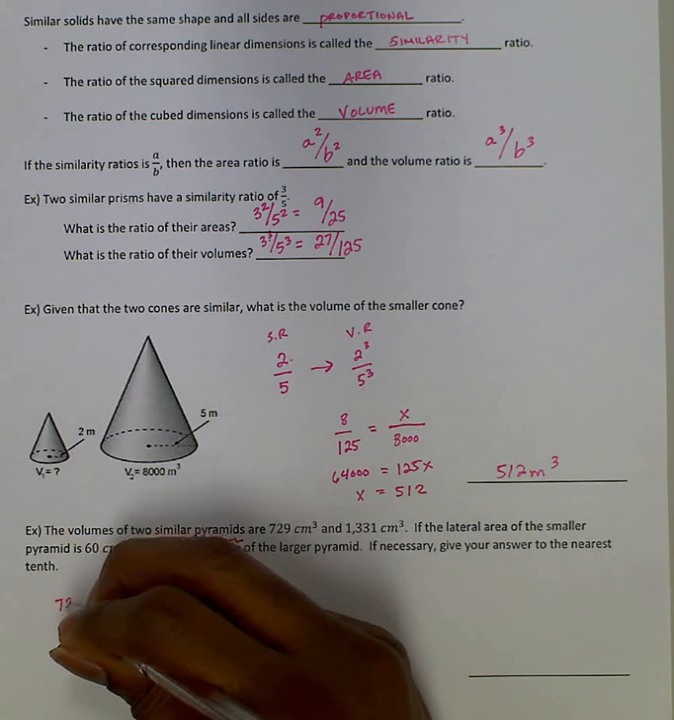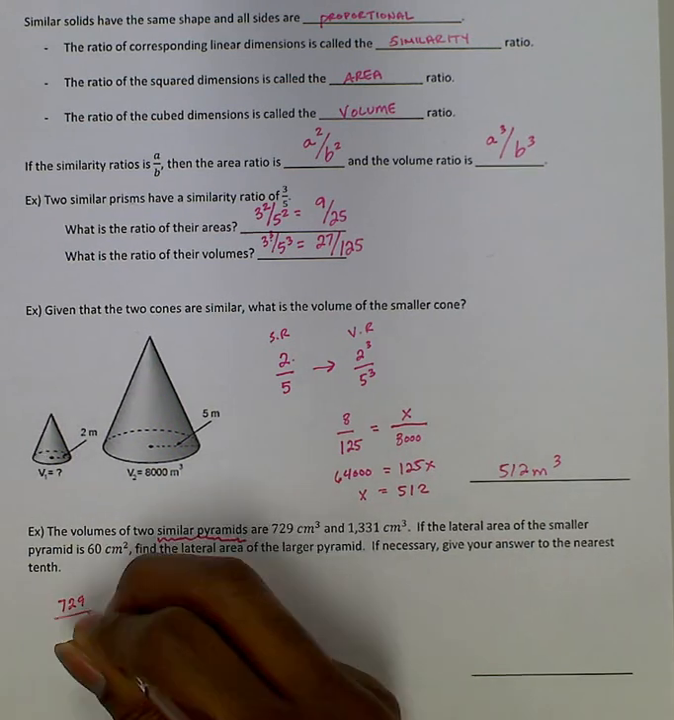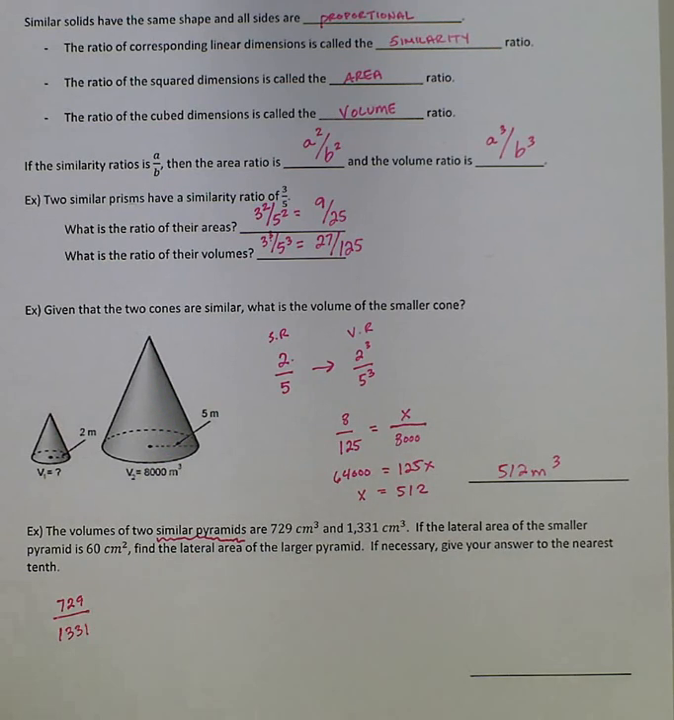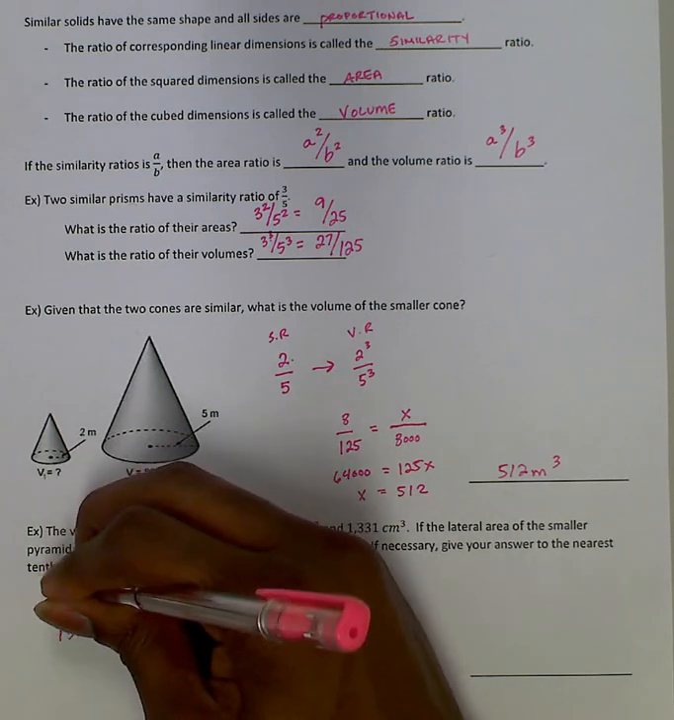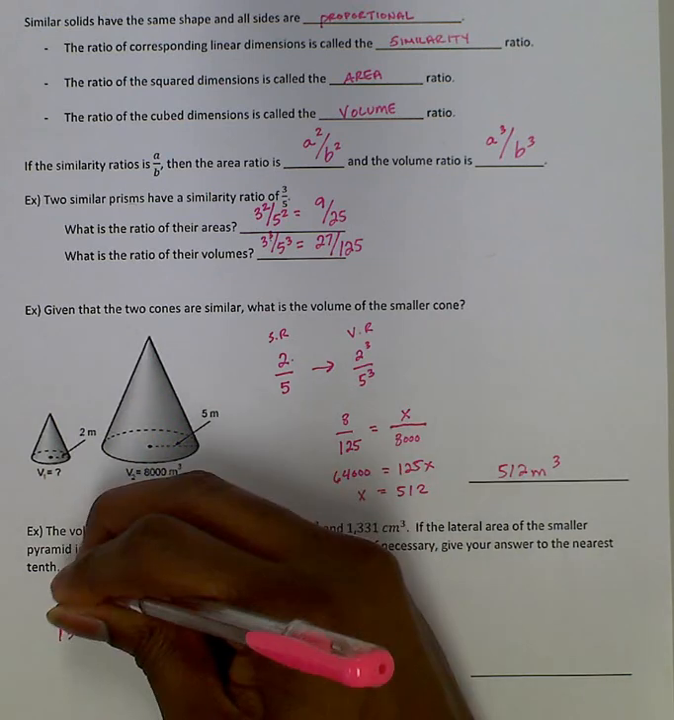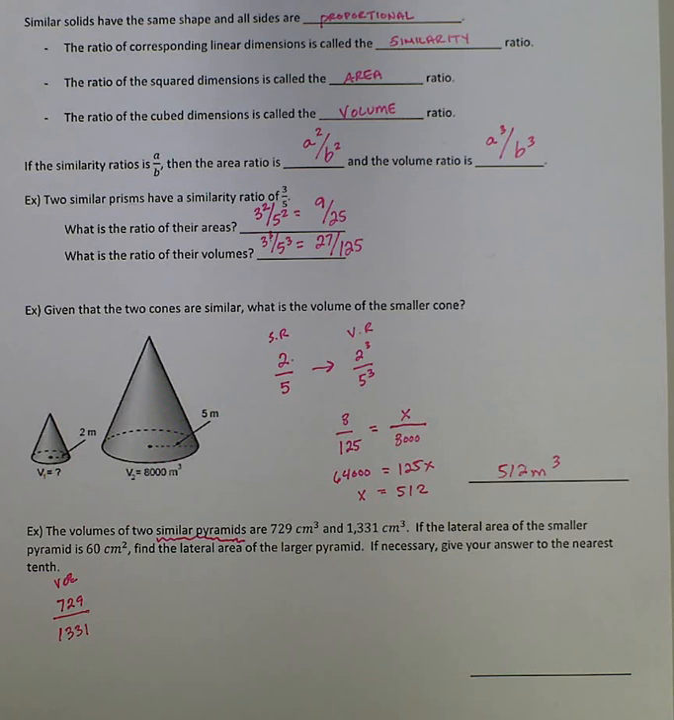So 729 over 1,331. Alright, so since this is our volume, what we're going to do is see what the ratio is. We can find that ratio just by simplifying this fraction.